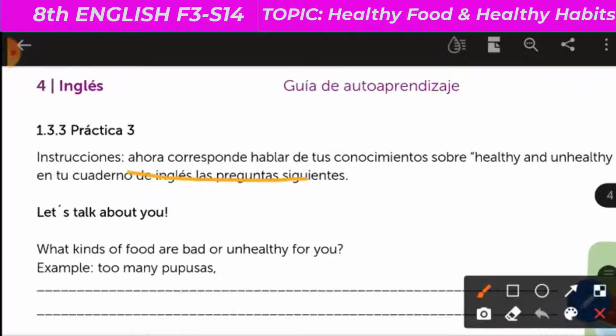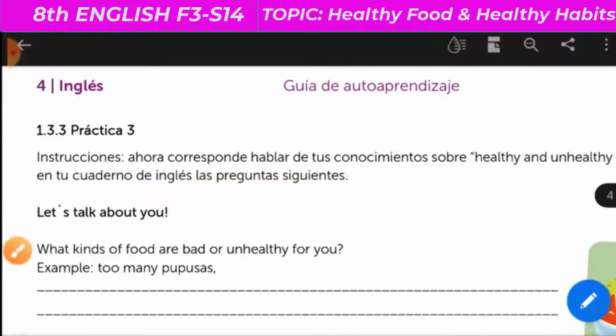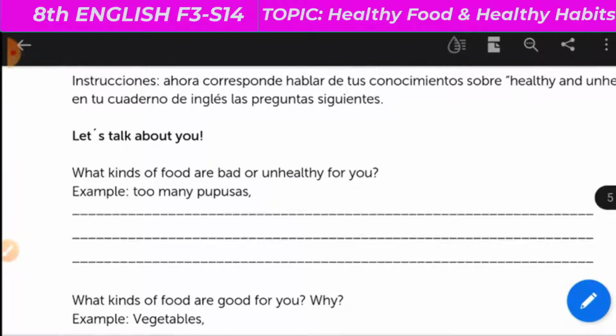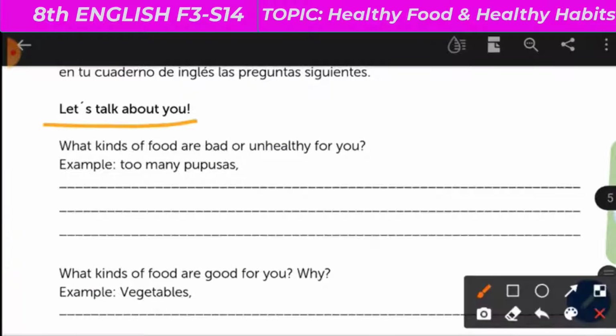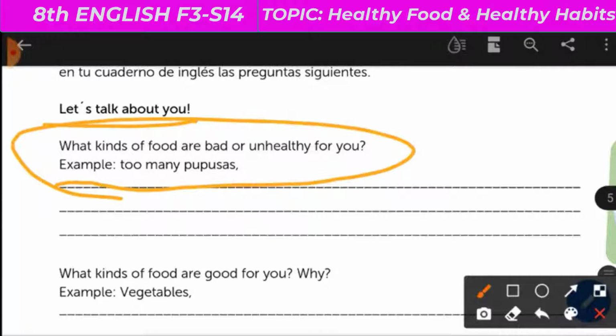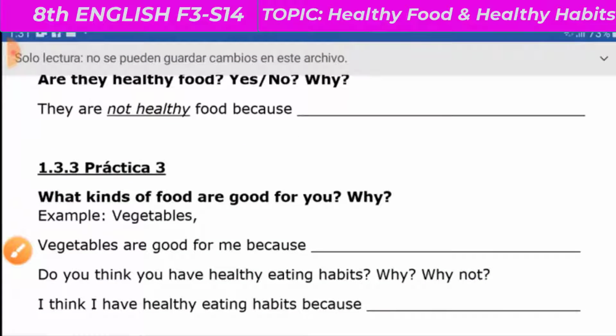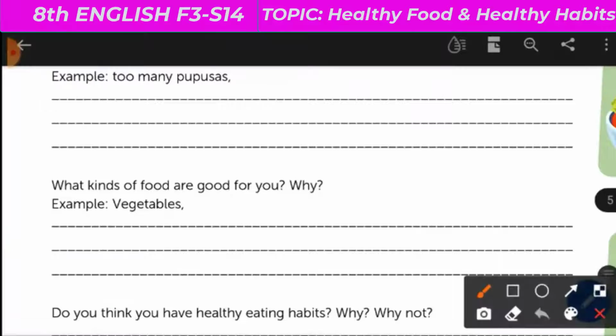Ahora corresponde hablar sobre tus conocimientos sobre healthy and unhealthy food. Contesta en tu cuaderno en inglés las siguientes preguntas. Let's talk about you. What kind of foods are bad or unhealthy for you? Okay? What kinds of food are bad or unhealthy to you? Y ahí contesta, las foods que son unhealthy to you, okay? Next questions. What kind of foods are good for you and why?